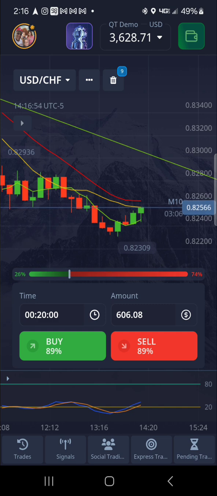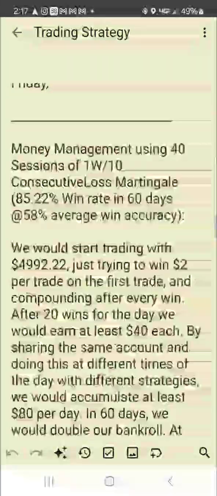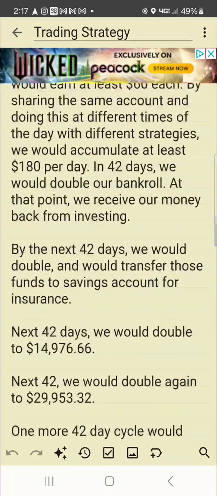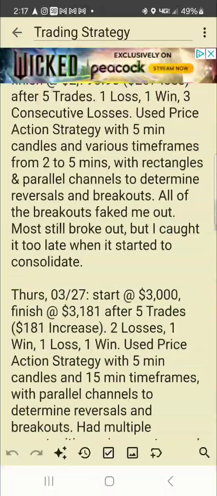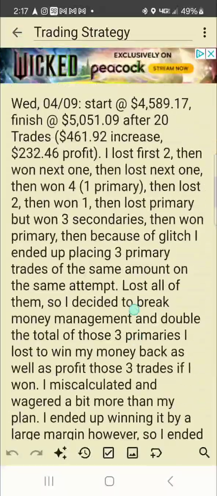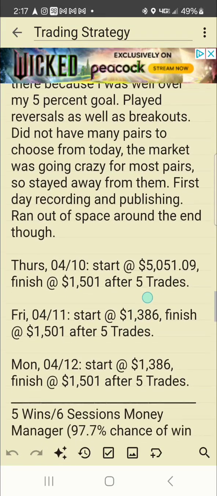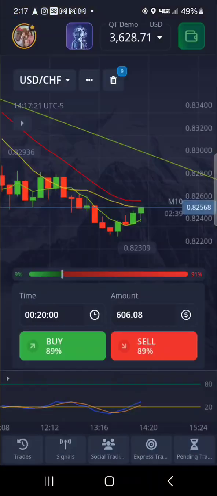And I started off with $5,000 something in here. Let's see what I started off with. Forgive me, I take a lot of notes. So I started off with $5,051. Now I'm down to $3,628. So I lost about $1,300 something today, around there.